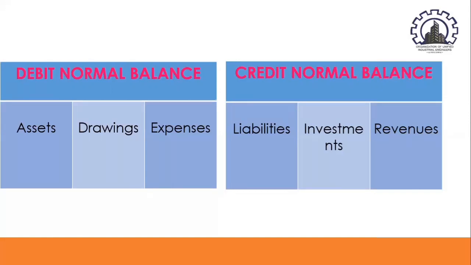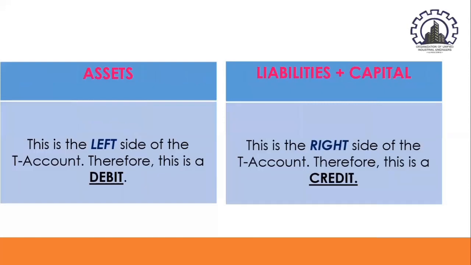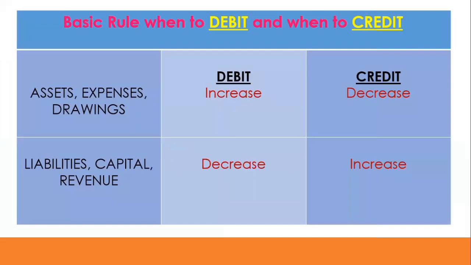Now, this is the same way with the other side of the equation. If there is an increase in liabilities, investments, and revenues, then we have to credit the account. Otherwise, we need to debit it. Okay. Now, as you can see on the tabulation, assets can be found on the left side of the account. So this is the left side of our T account, and therefore, this is debit. On the other hand, our liabilities and capital are on the right side of the T account, and therefore, this is credit.